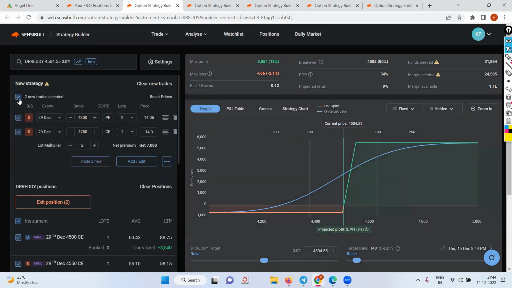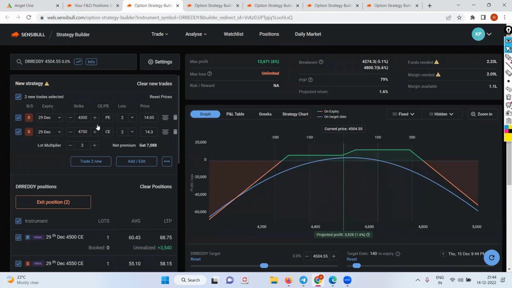Just try to think in terms of collecting these premiums from the testing side and also from the opposite side. Do not follow the same traditional adjustments wherein, whenever the market is at your call side, you tend to buy only, and sell only from the opposite side. Try to sell from the testing side also.